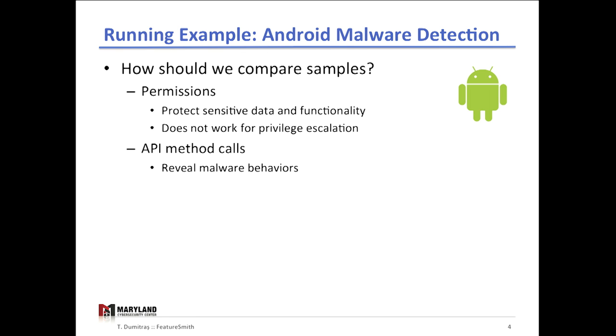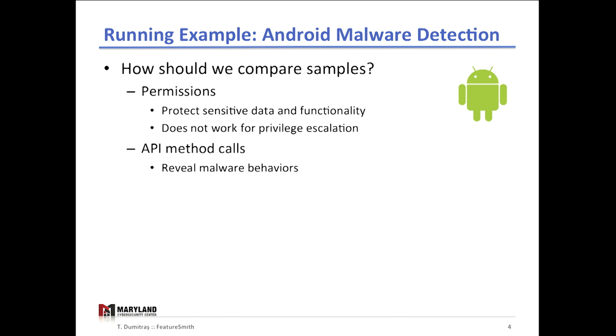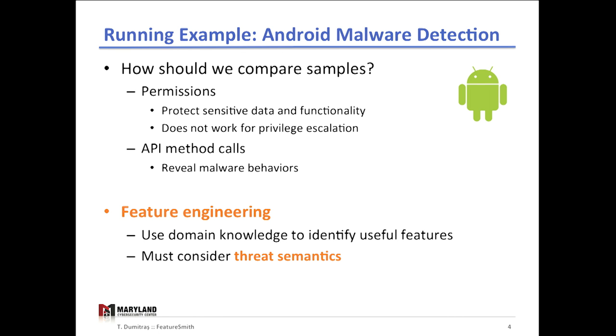So the earliest Android malware detectors compared apps based on the permissions that they required. And this worked well for a while. But as the malware evolved, these initial malware detectors became less effective. And that is because permissions reflect the privilege of the apps, but not their actual behavior. And also, if the malware includes a privilege escalation exploit, it doesn't actually need to request permissions. So then the next generation of Android malware detectors started looking at Android API method calls, which actually reveal the malware behaviors. So this shows the importance of feature engineering, and in particular the fact that when we select features for using in machine learning, we must consider the threat semantics. And we do this using our knowledge of the security domain.